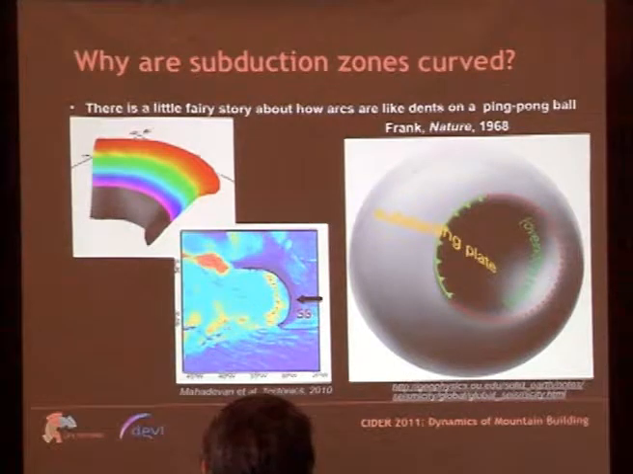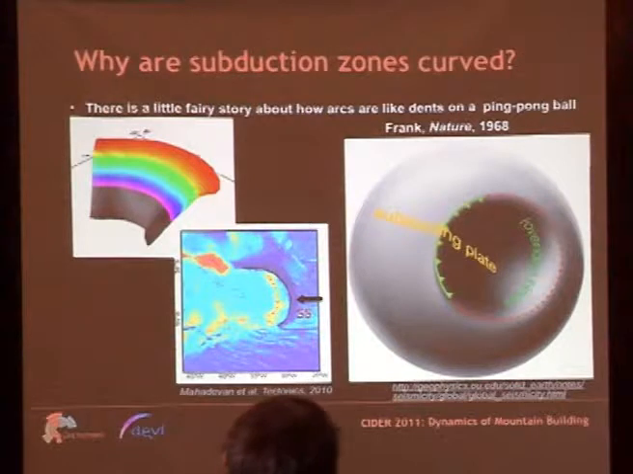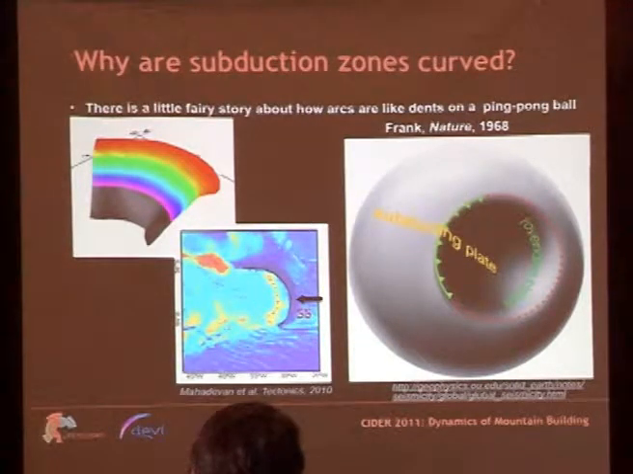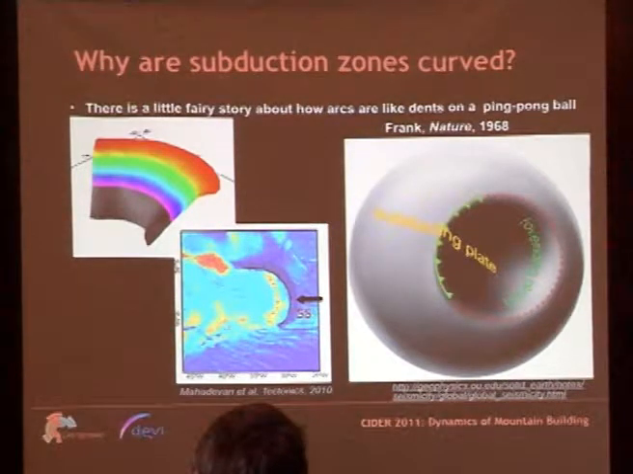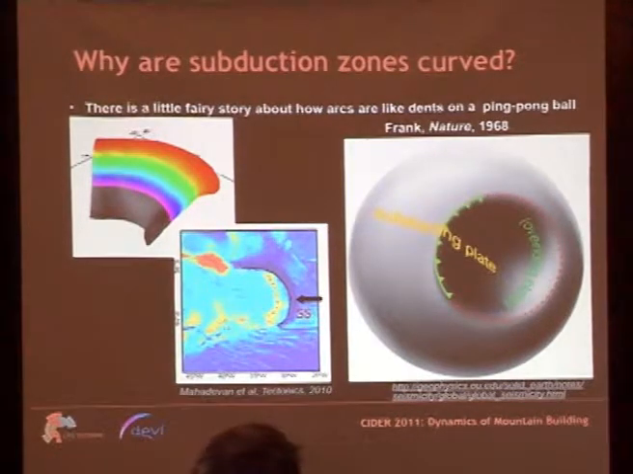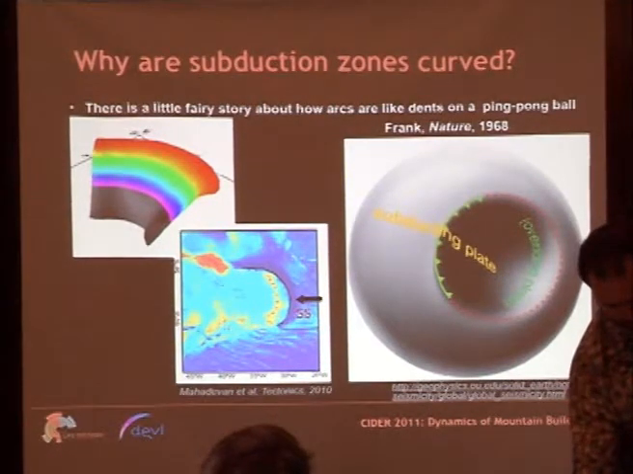So a ping pong ball. If you dent a ping pong ball, there's this curvature. So is that why the Earth has curved subduction zones? And it's a nice little fairy story that you can tell people. And luckily, there's people that don't believe in fairies or Easter bunnies or even maybe Santa Claus. And so we've developed an actual, there are dynamical theories that can explain this curvature, and this would be the overriding plate in this region here. So that's a motivating question: why are the subduction zones curved?